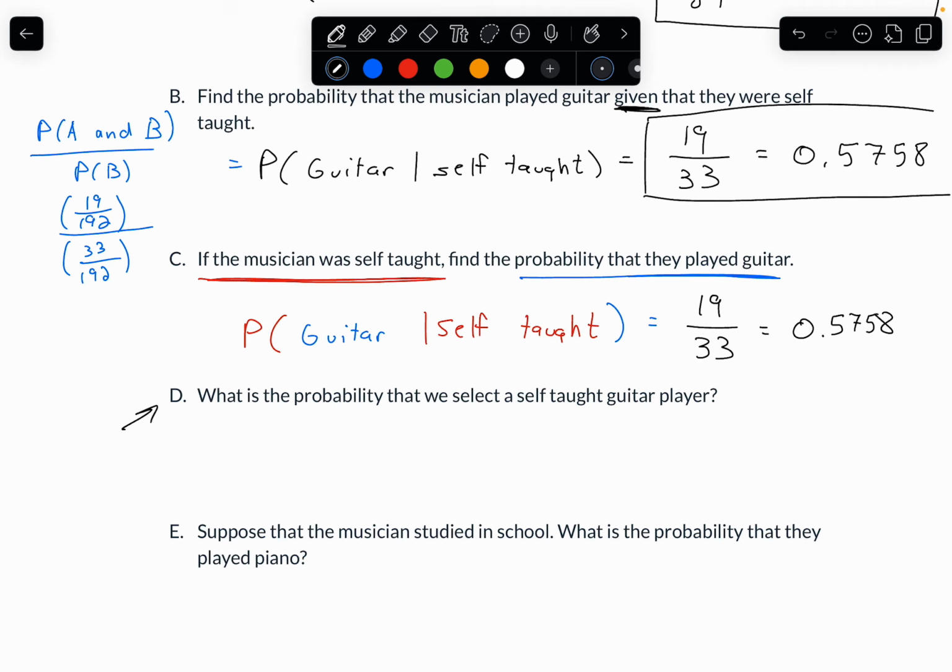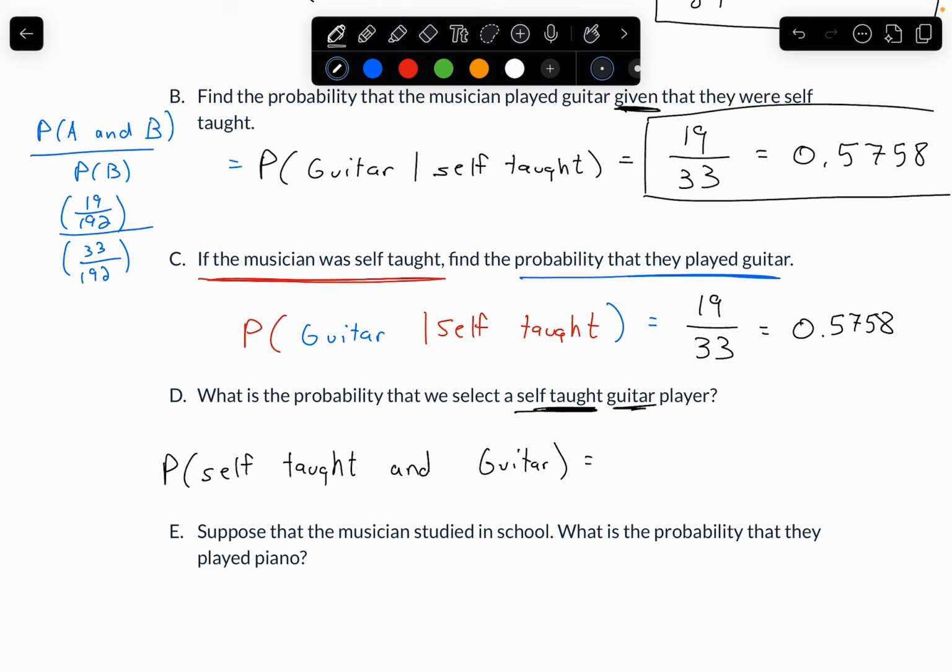Part D says, what is the probability that we select a self-taught guitar player? So again, I need to think about, what do I know? Who am I choosing from? So in this case, a self-taught guitar player. Do I know that the individual is self-taught? Well, no, because I want to potentially select a self-taught individual. And do I know that they play guitar? Not necessarily. I want to find that as my probability. So this is actually kind of a trick question, because it's not a conditional probability. This is actually an and probability. I want to find the probability that they are self-taught and played guitar.